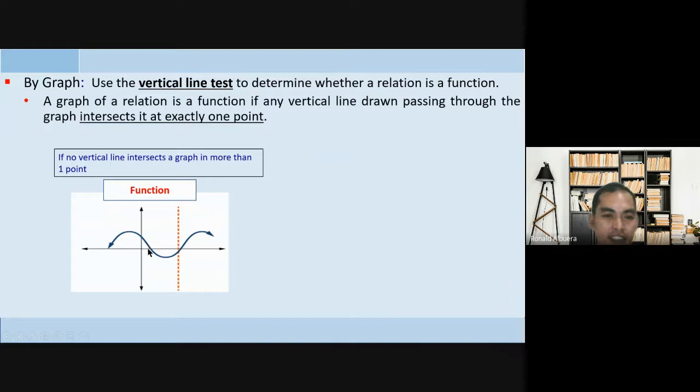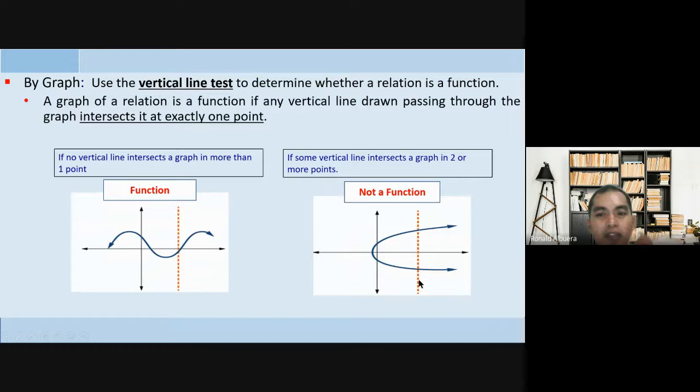For instance here, this is the graph. This dotted line is the vertical line test. And it intersects the graph at 1 point, meaning it's a function. While for the other graph, the vertical line, this dotted line, intersects the graph at 2 points, meaning it's not a function. It's only a relation. Okay?